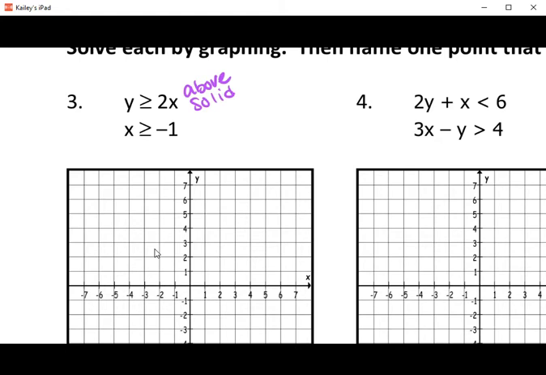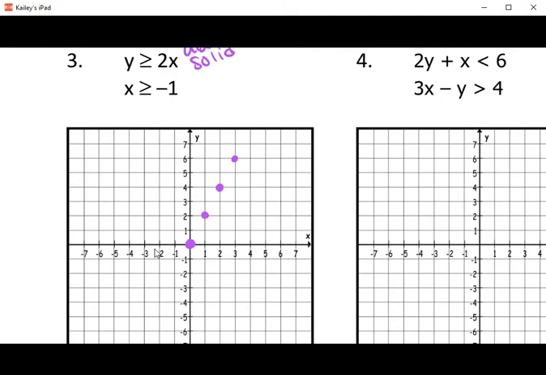All right, and then I want to think about the line y equals 2x to graph. That would be a y-intercept of 0 and a slope of 2. So I'm going to count up 2 over 1 and connect that with a solid line.